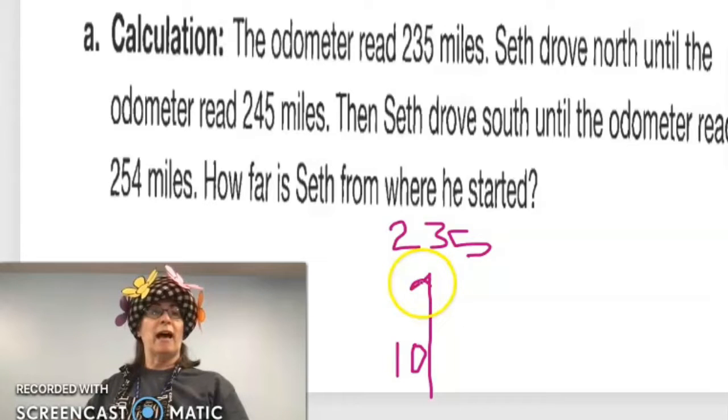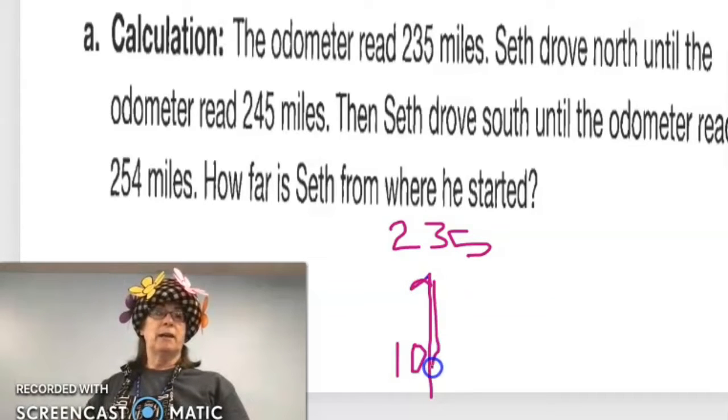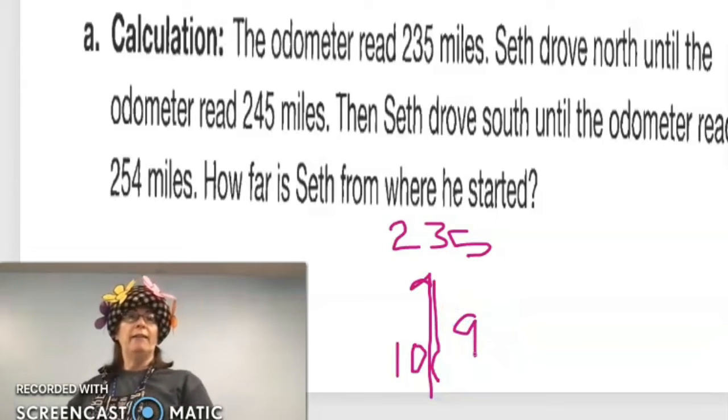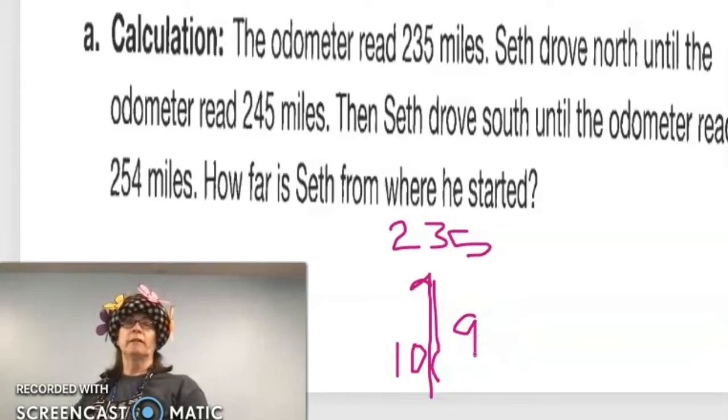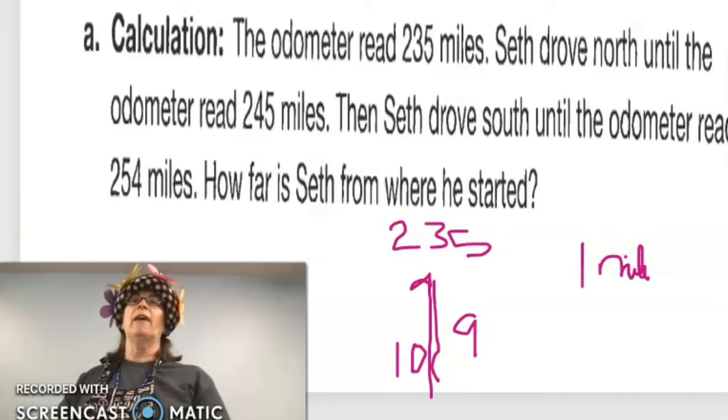He went north and then south until the odometer read 254. Okay, so he went down 9. And then how far was he from where he started? 1 mile. Very good. So he went due north and due south, didn't he?